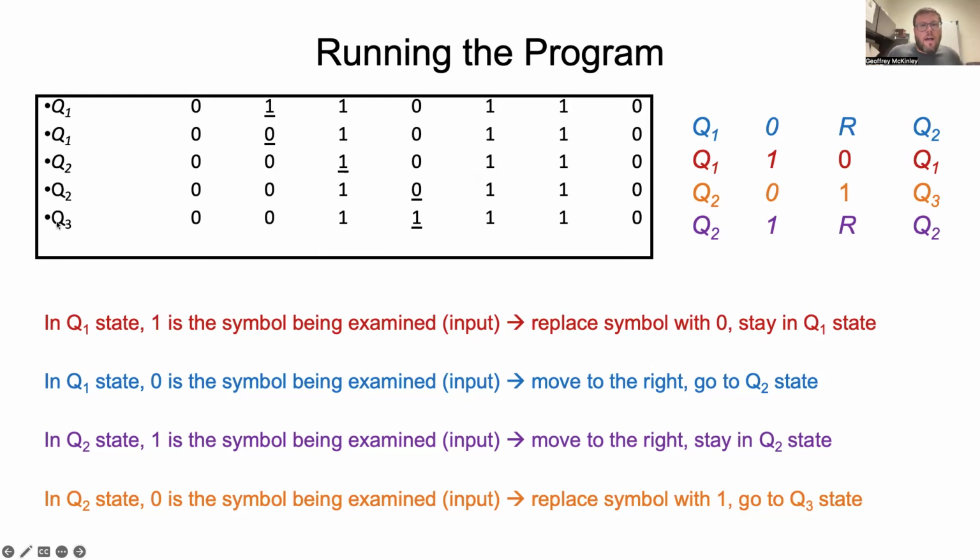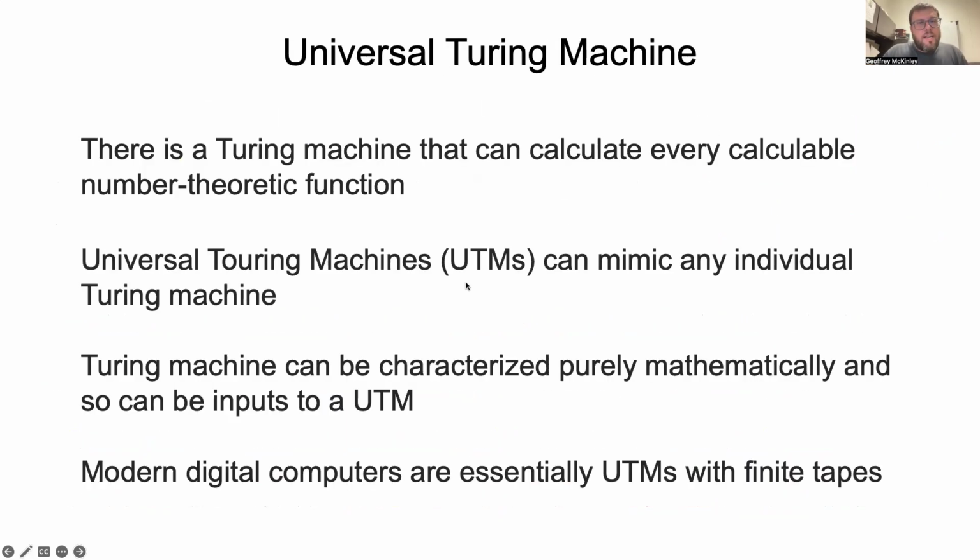Now that probably makes very little sense, and so just know that I'm not going to make you do anything like this on the test or on the homework, but just to give you a flavor of what the Turing machine does and how it works. The brilliance of the Turing machine is that you can create a Turing machine that can calculate every calculable number theoretic function. And the universal Turing machine is a machine that can mimic any individual Turing machine.